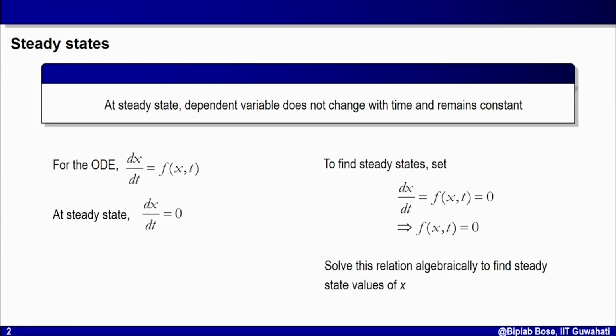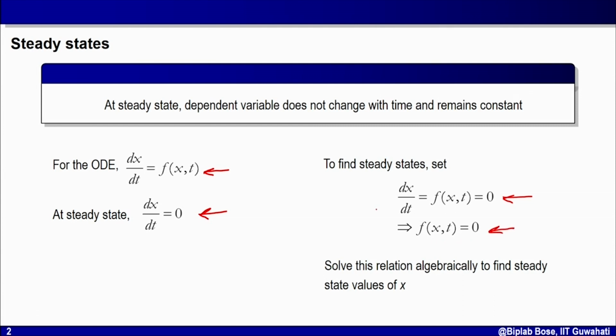To get that steady state, mathematically we can write, suppose the system is represented by an ODE as given here in the slide, dx/dt equals a function of x and t. By definition, at a steady state, dx/dt will be 0. As dx/dt is 0, that means x is not changing with time. To find the value of x for which we have a steady state, as we have discussed earlier, we set dx/dt equal to 0. That means f(x, t) is equal to 0.